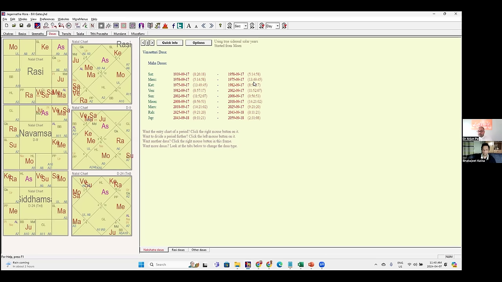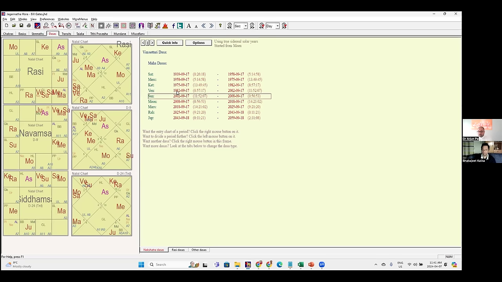In Bill Gates' chart, Ketu Mahadasha was from 1975 to 1982. Then he started his Shukra Mahadasha from September 1982 till 2002, 20 years of Shukra. Shukra is very well placed for him in the fifth house with a debilitated Sun and an exalted Saturn, which is giving him a Nicha Bhanga Raja Yoga. Saturn is the ninth lord, exalted, and this is giving him the fifth house.